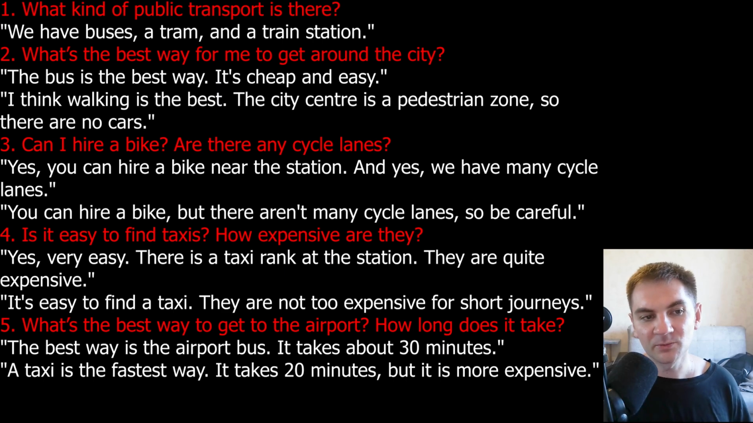Next is, what's the best way to get to the airport? How long does it take? The best way, the airport bus. It takes about half an hour or 30 minutes. A taxi, the fastest way, it takes 20 minutes, but it is more expensive. Okay, now use your own ideas and say something. Try to help a foreign tourist in your town or city.